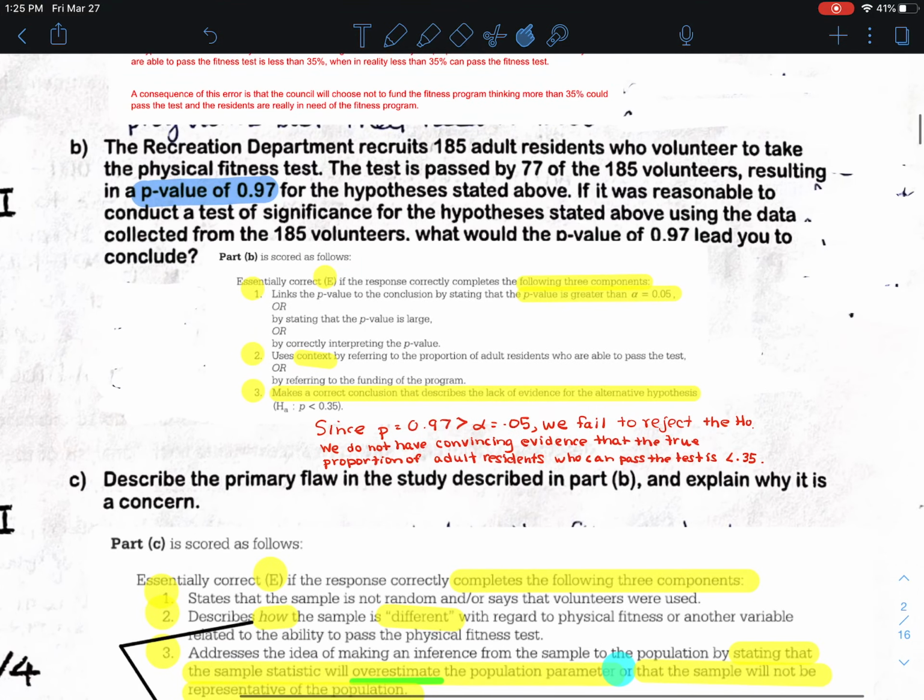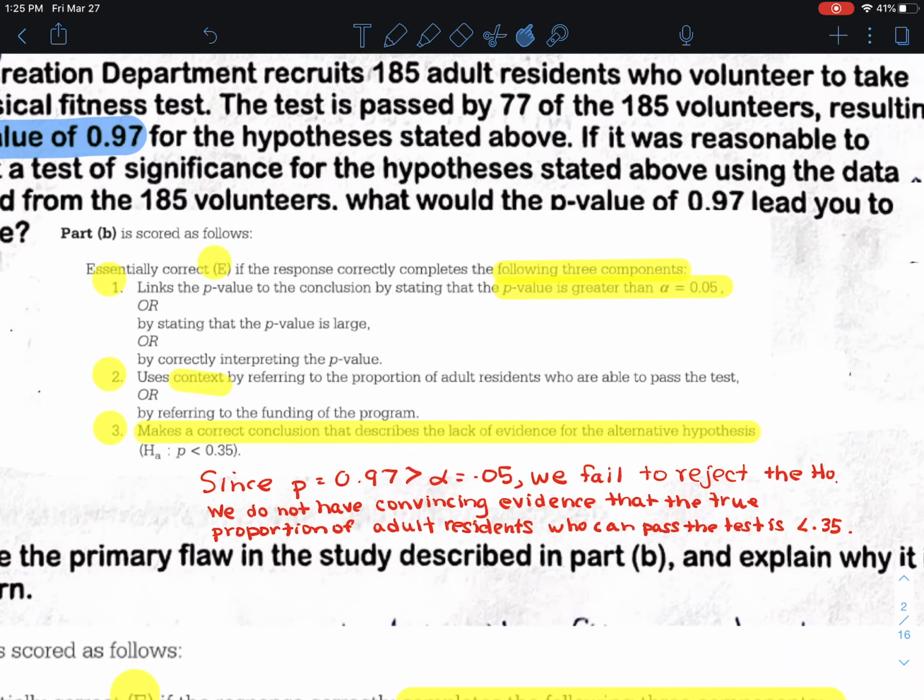Okay, and this is just our standard, the way we end all significance tests. You'll notice that this is asking you, to get an E, you have to link the p-value and say that it is greater than the alpha level, which is what we always do. We would say since the p-value of 0.97 is greater than the alpha level of 0.05, we fail to reject the null hypothesis. Okay, then for these other two parts to get an E, you have to make the correct conclusion that describes you don't have enough evidence for the alternative, which again is something we always do.